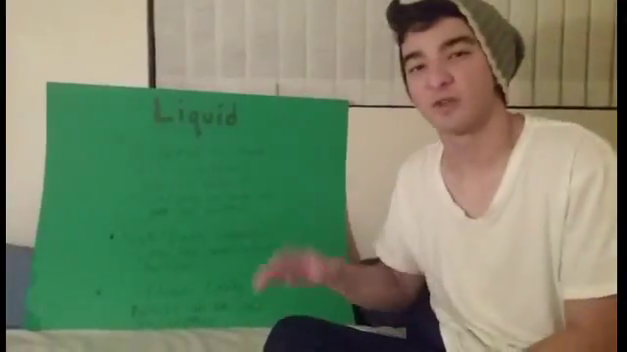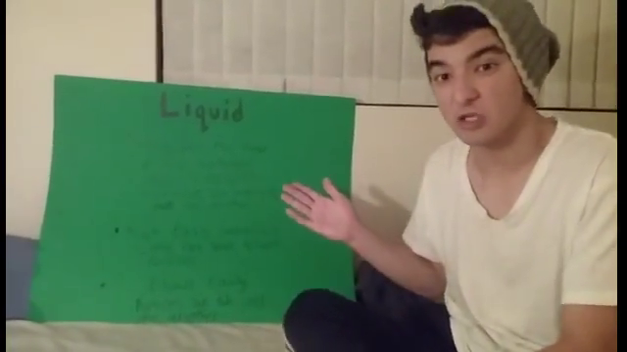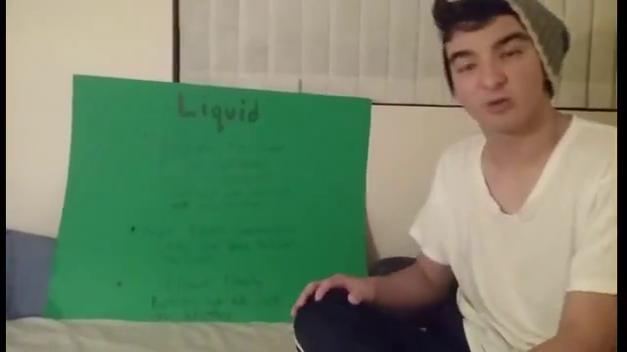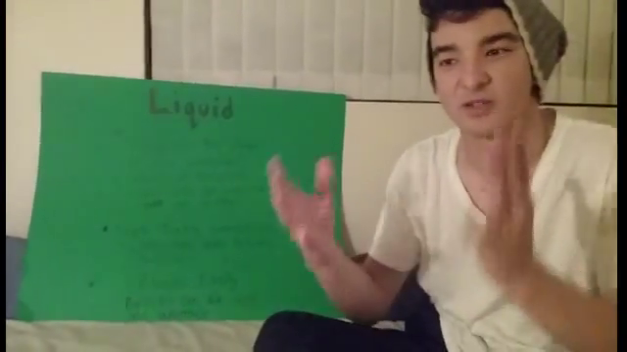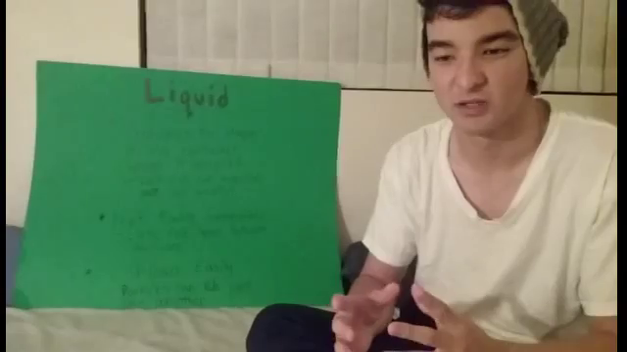Liquid. Okay, so the first property of a liquid is that it can assume the shape of its container. That's because the particles can move and slide past one another. So when it's in a container, it can take the shape of the container.